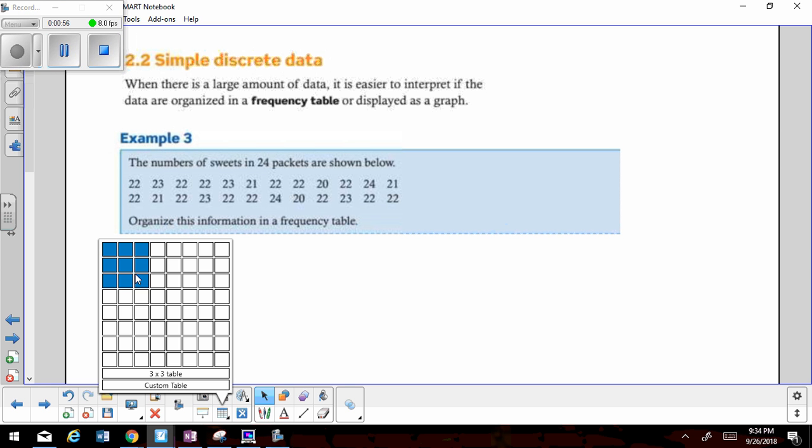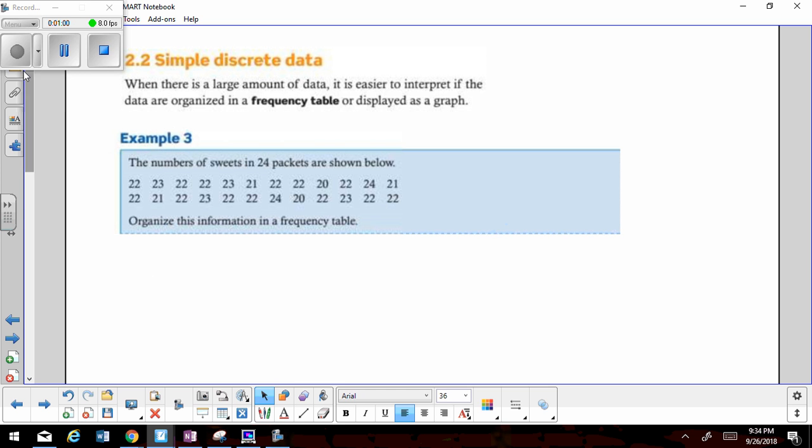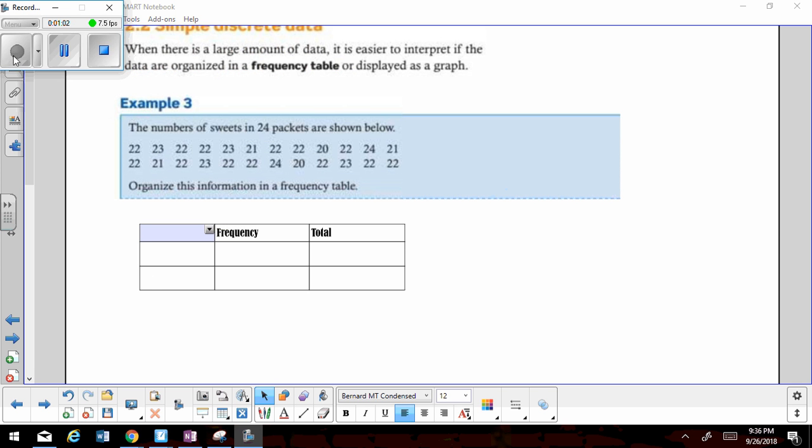So we are going to make a table, and let's see if I can do this in a fancy way. Okay, so we are going to need to count the frequency. So frequency is just how often something occurs. Total, we're going to count them all up. So in this column, we need to write what we're actually counting. And so that is the number of sweets.